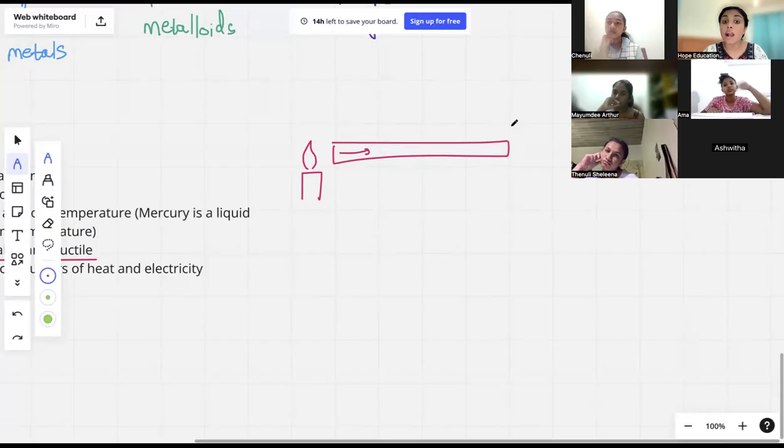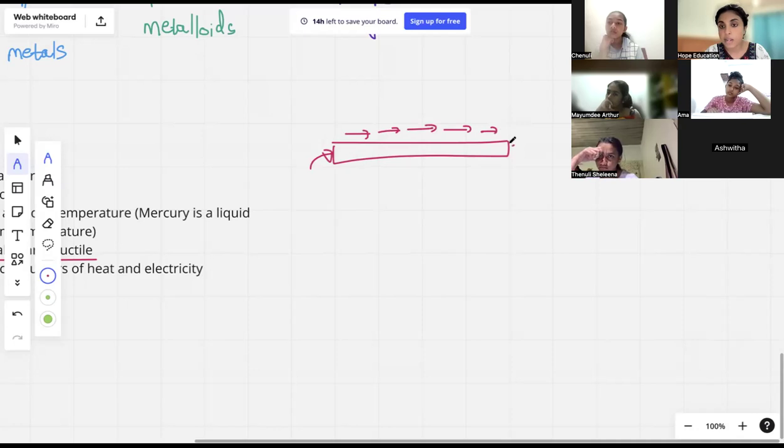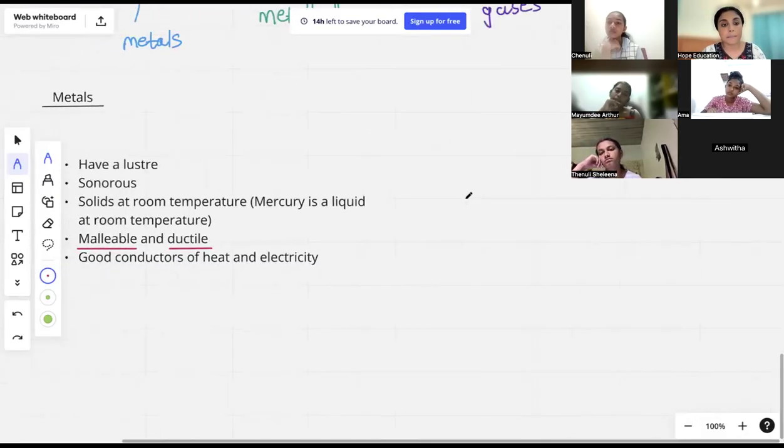Also, it's a good conductor of electricity. If you supply electricity here, by connecting a wire or inserting it into a plug socket, you can supply electricity. So that electricity will also quickly move through the iron rod. If you touch this side, you will quickly get an electric shock. Okay. So therefore metals are good conductors of heat and electricity both, right?